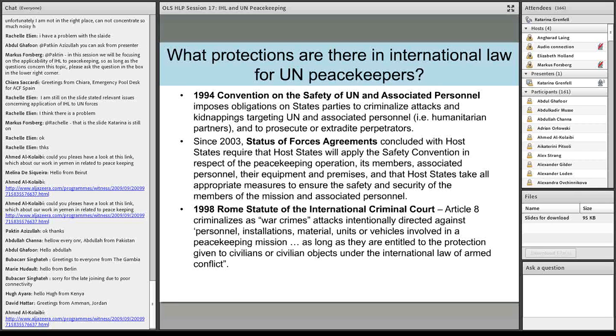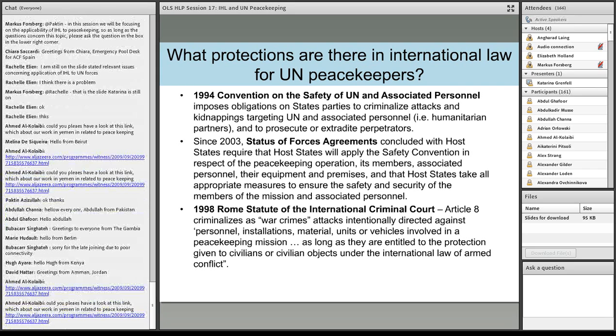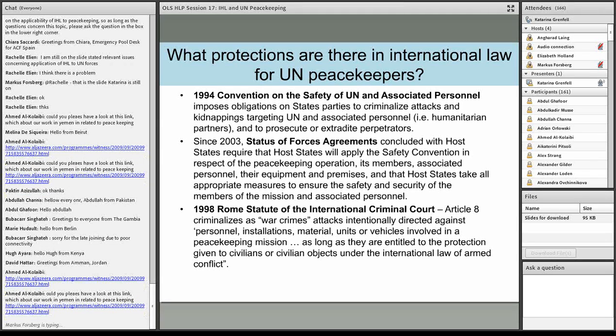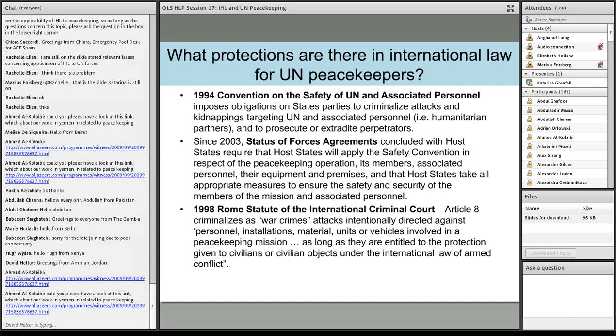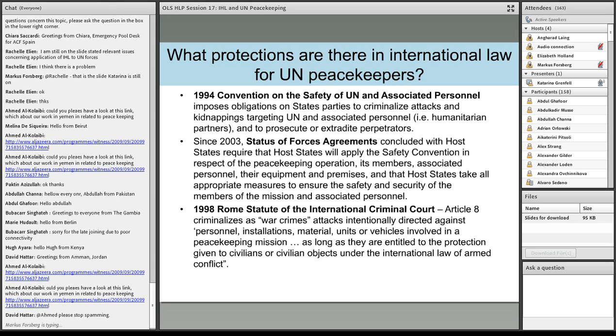The basic legal protection framework is provided by the 1994 Safety Convention, the Status of Forces Agreement, and the 1998 Rome Statute of the International Criminal Court. I won't read out what's on the slide, but I would like to address this by highlighting two different situations. In the first situation, the UN peacekeeping operation is deployed to a state where there is an armed conflict which is already ongoing, but the peacekeeping operation is not involved in the armed conflict, or not in such a way as to render it a party to the armed conflict.